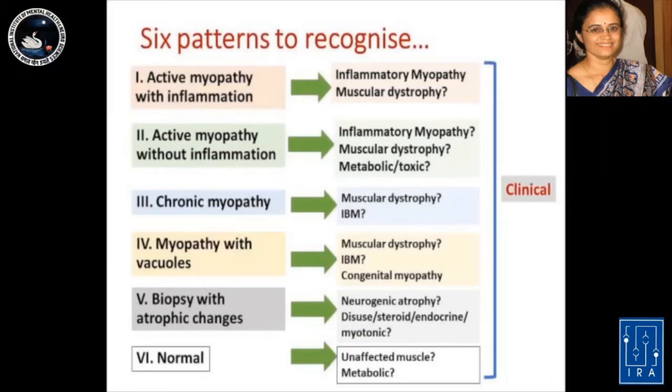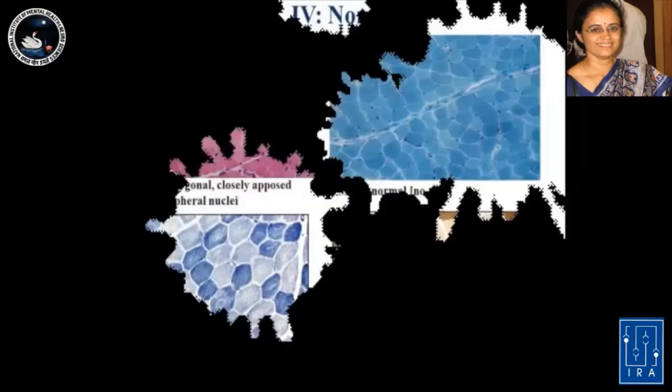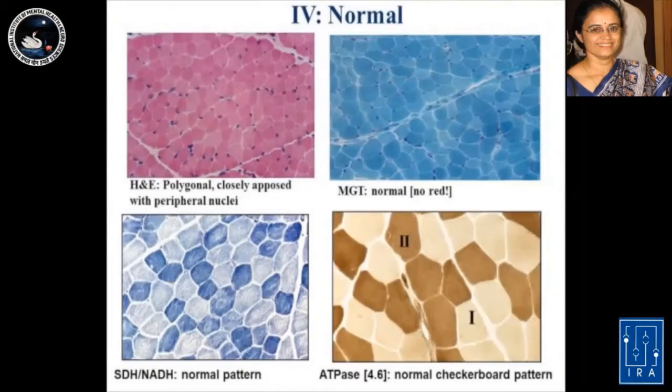In the next few slides, we'll quickly go through how the muscle biopsy appears in each of these 6 common pathology patterns. We will start in the reverse order. This is a completely normal muscle. On an H&E stain, you can appreciate the polygonal fibers that are closely opposed to each other, with all of the nuclei being peripherally placed.